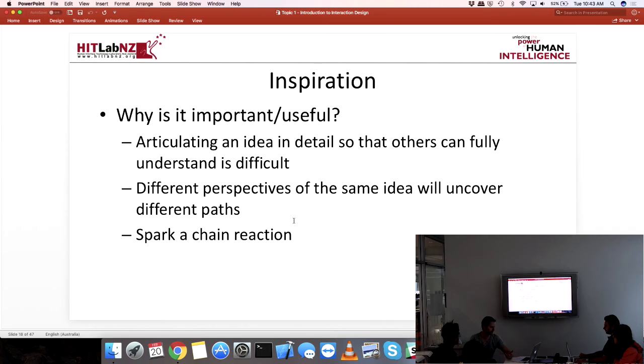Different perspectives of the same idea will uncover different paths. So that's, as I mentioned, one of the whole motivations for teamwork, getting other people involved, is that you can basically ask them, actually, what's your opinion on this? Do you have any ideas? Particularly, and this is one of the reasons we're quite proud of it being multidisciplinary, the more eyes we have from different viewpoints, the more likely people are to come up with better solutions.